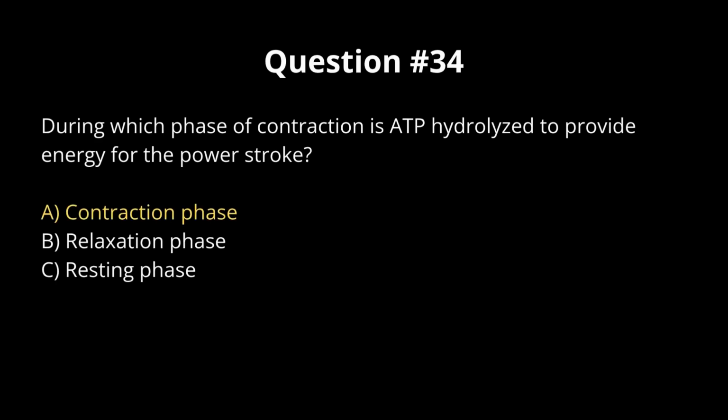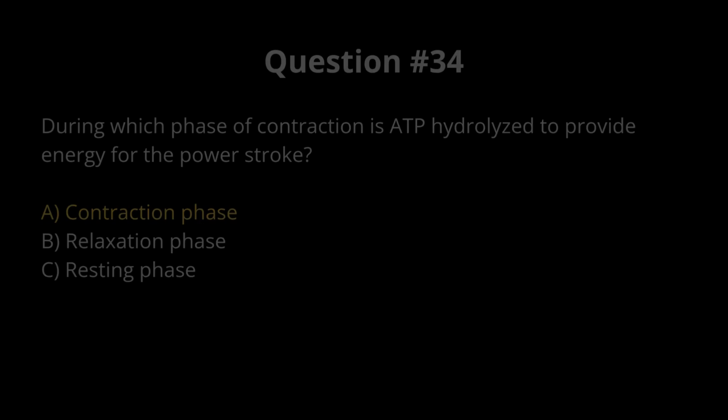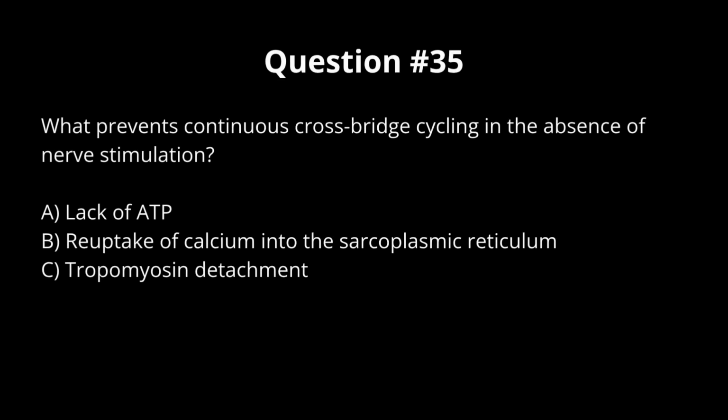ATP is split into ADP plus Pi by myosin ATPase, and this energy powers the myosin head's movement during the contraction phase. Question number 35. What prevents continuous cross-bridge cycling in the absence of nerve stimulation? A. Lack of ATP. B. Reuptake of calcium into the sarcoplasmic reticulum. C. Tropomyosin detachment. The correct answer is B. When stimulation ends, calcium is pumped back into the SR, preventing troponin from shifting tropomyosin and stopping cross-bridge formation.